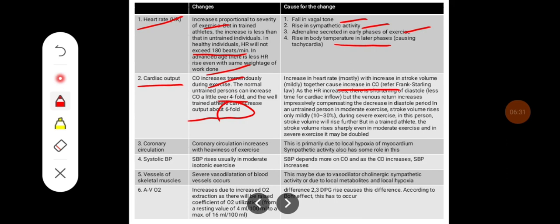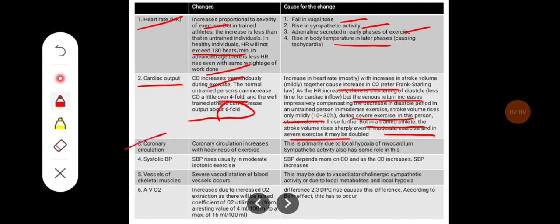As the heart rate increases, there is a shortening of the diastole, that is less time for the cardiac inflow, but the venous return increases impressively, compensating the decrease in the diastole period. In an untrained person, in moderate exercise, stroke volume rises only mildly, around 10 to 30% during severe exercise. In this person, the stroke volume will rise further, but in a trained athlete, the stroke volume rises sharply even in moderate exercise, and in severe exercise it may be doubled.